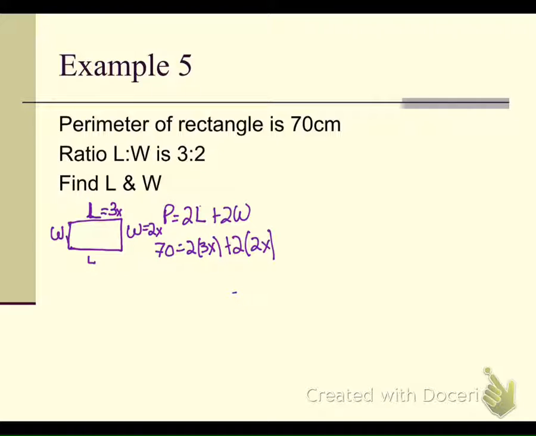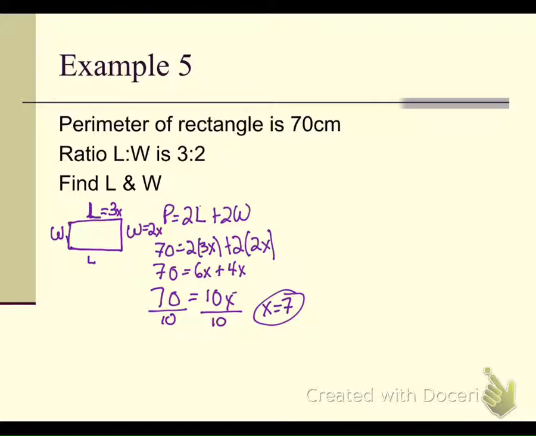So I end up with 70 equals 2 times 3 is 6x plus 2 times 2 is, combine my like terms, which are my x's. What do I get? 10x. I want to get x by itself. What do I got to do? We got to divide. We end up with x equals 7. Okay, now that we have that portion, we have to go back and find our length and our width.